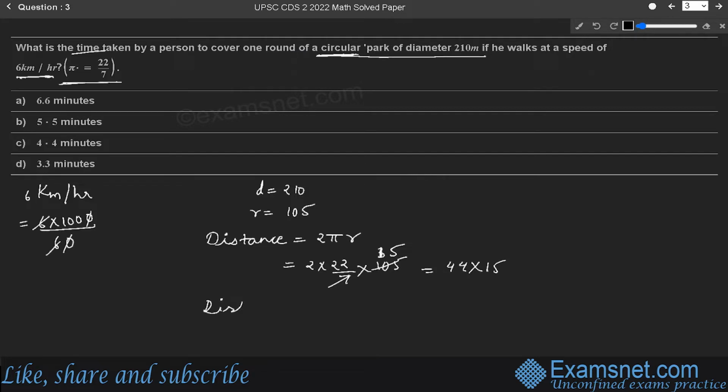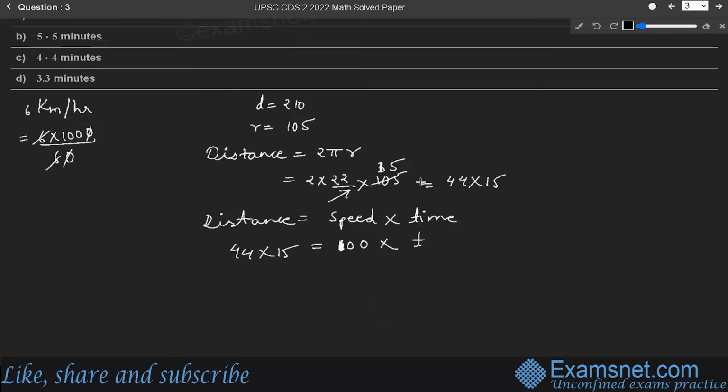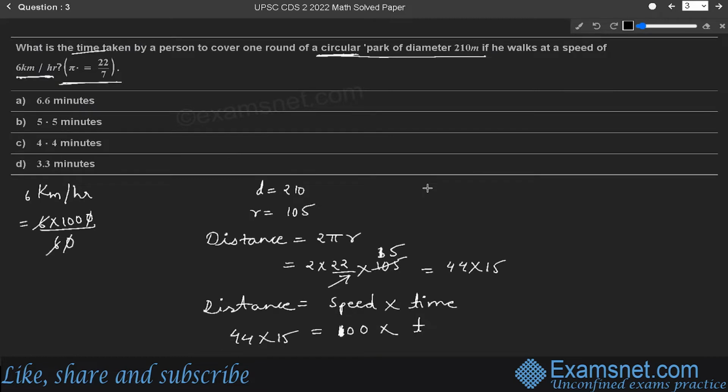Now we know that distance is equal to speed into time. The speed is 100, 100 into t, let the time be t. We already know the distance. Distance is 44 into 15. So t is equal to 44 into 15, which is 660, upon 100. So it will be 6.6. So the correct option here is option number A, which is 6.6 minutes. I hope this question is clear to you. It was a very, very simple question.